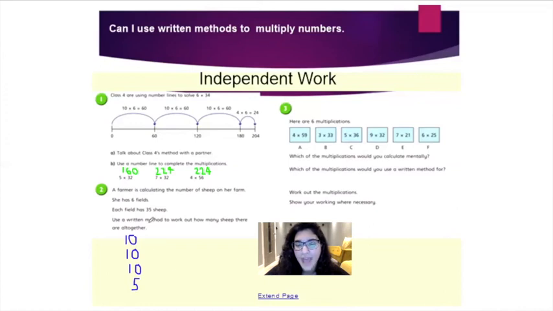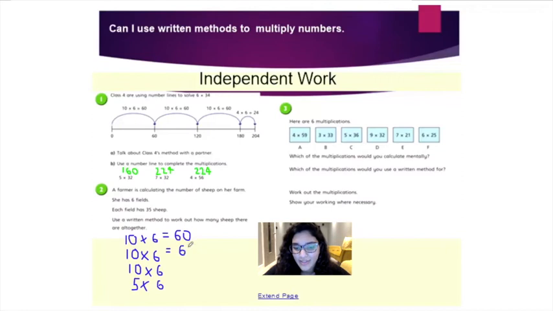And what are all of those numbers going to be multiplied by? How many fields does she have that we need to multiply them by? 6. So we do 10 times 6. We have to do 10 times 6 for the last time, and then 5 times 6, which is just here. So what do they equal then? 10 times 6 would be 60. Fantastic.